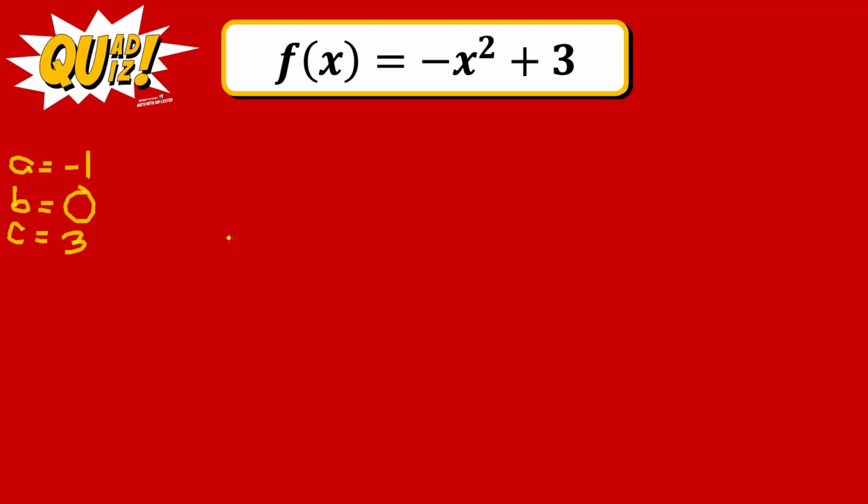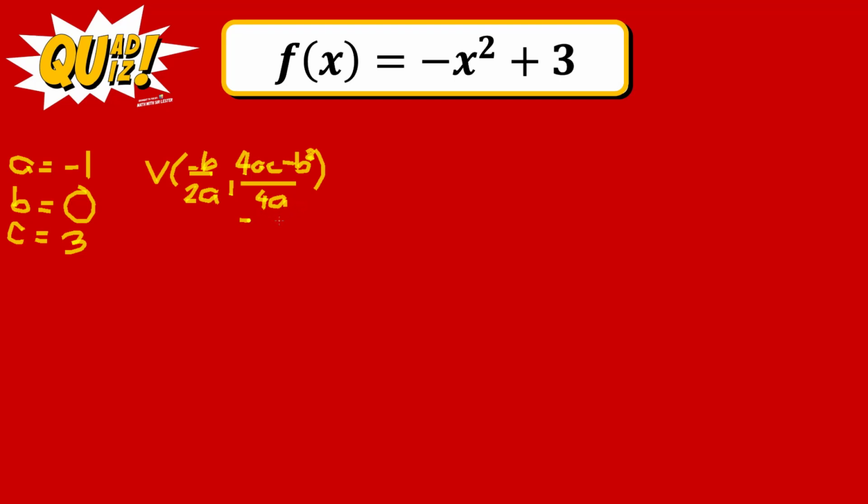Now we can use these coefficients in solving for a vertex. Our vertex is a point in a graph, hence it's a combination of an x and a y coordinate. The x coordinate of our vertex is known in this shortcut, negative b over 2a. In short, simply plug in here the values of b and a, and you will get the x coordinate of your vertex. For your y coordinate, you have 4ac minus b squared all over 4a.